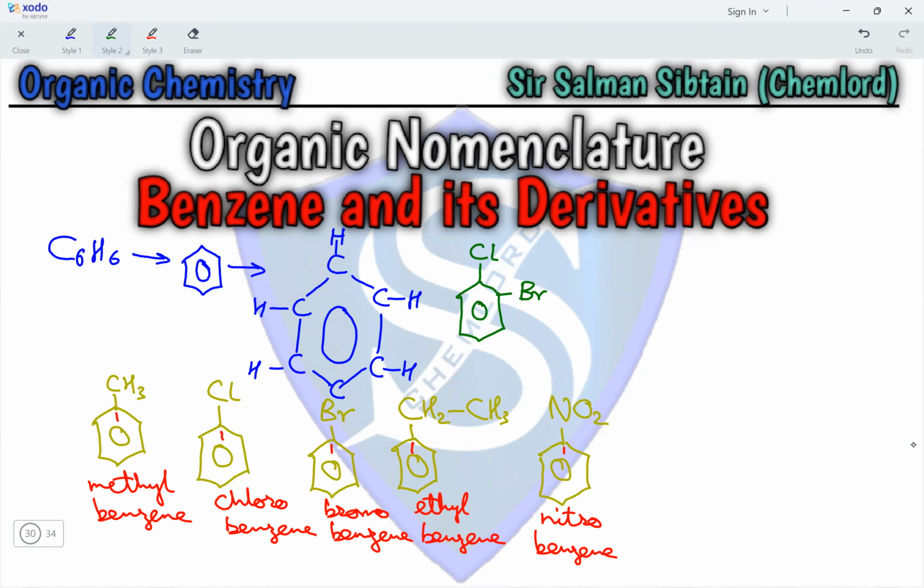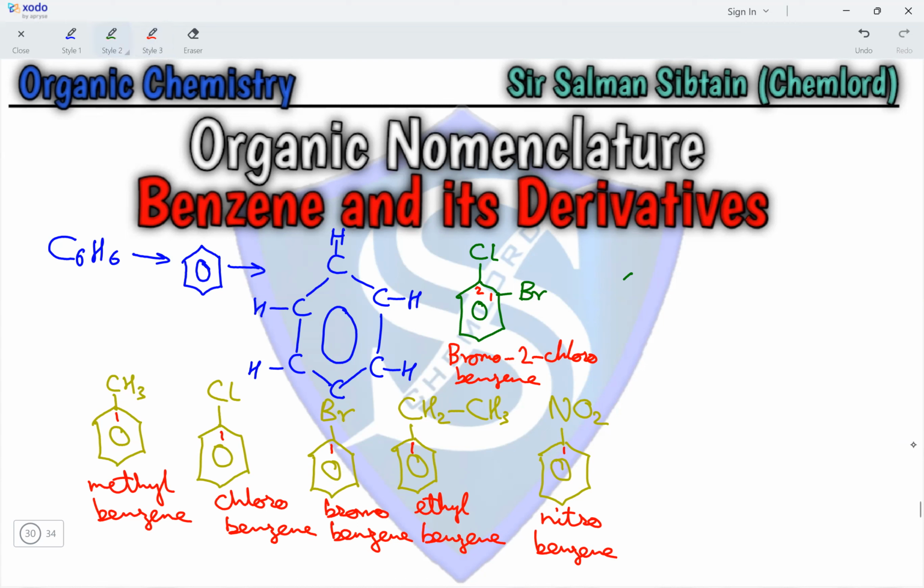So, the numbering would start with the carbon atom having bromine attached to it, and the least number will be given to the next substitute group. So, in this compound, the numbering would be done in the anti-clockwise direction. So this will become the second carbon atom. And the name of this compound would become bromo. We will not mention the first position because if we just write bromo, it automatically means that it is on the first carbon atom. But chlorine is on the second carbon atom, so the name would become bromo 2-chlorobenzene.